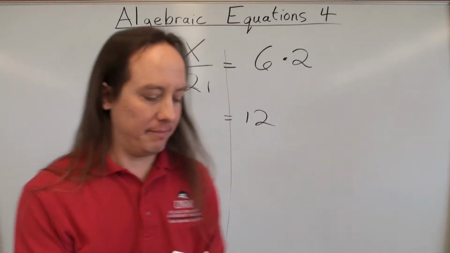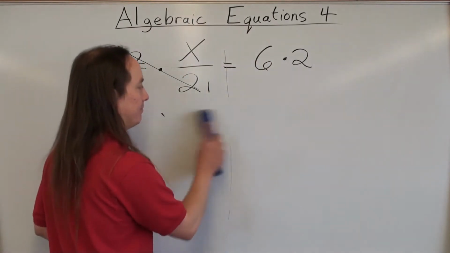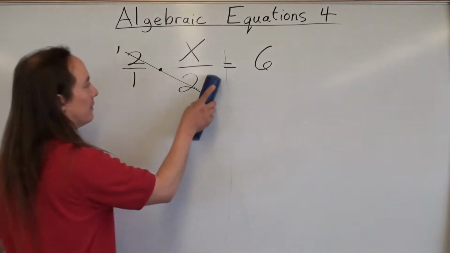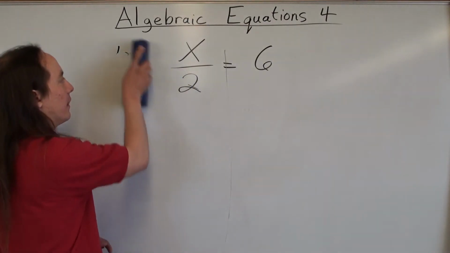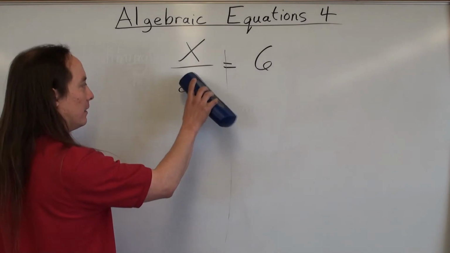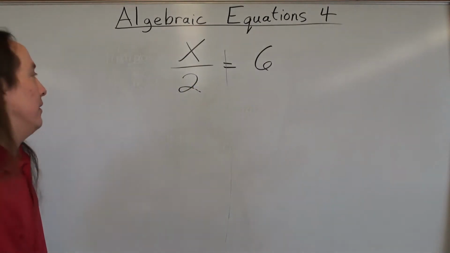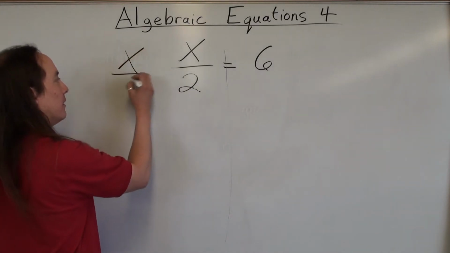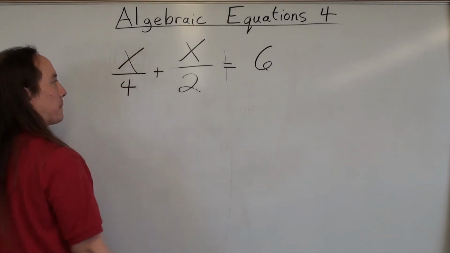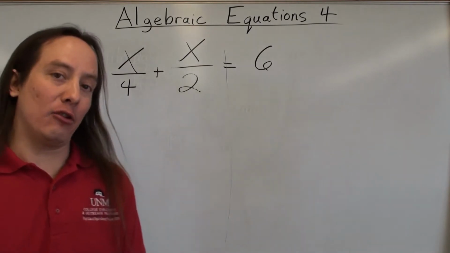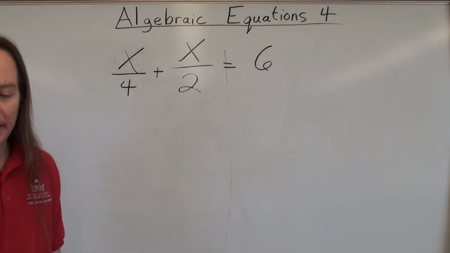Let's change it up a little bit. I'll get rid of that. I'll leave that. Okay, now I'm going to add another fraction to this. What if I did this? X over 4 plus x over 2 is equal to 6. How would you do that?